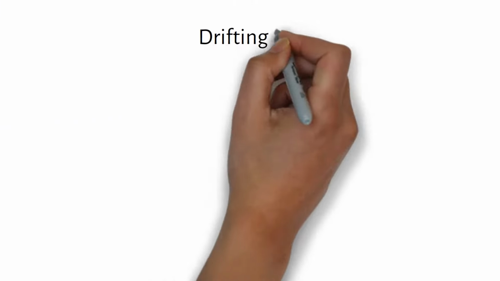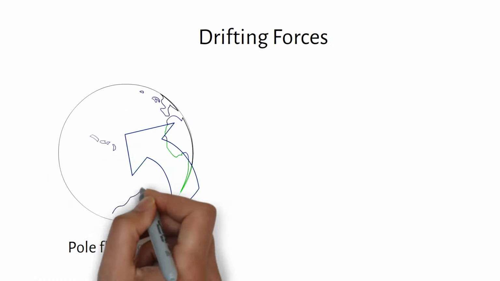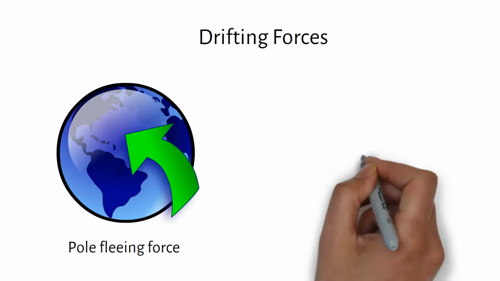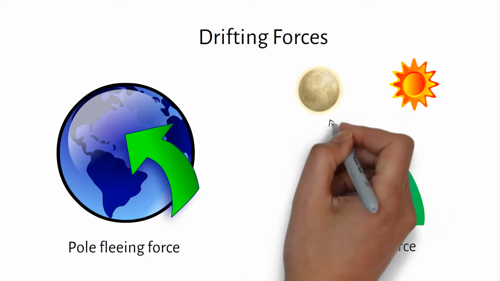What are the two forces that cause drifting? There is the pole fleeing force, which occurs due to Earth's rotation, and there's tidal force created by the gravitational pull of Moon and Sun.